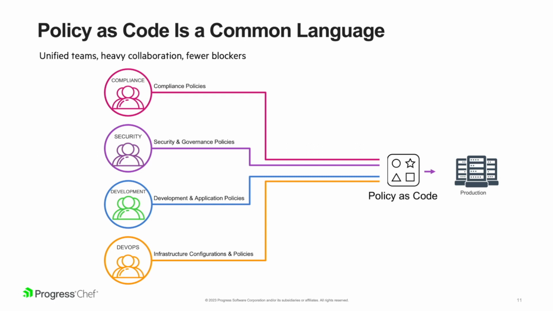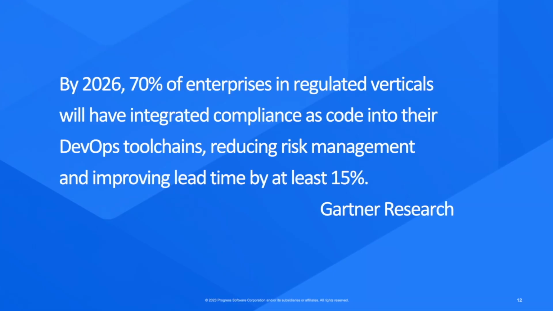We said that they all speak different languages, whether you're app dev, IT, ops, security, or compliance. And even Gartner has validated this in one of their latest research reports. They mentioned that by 2026, 70% of enterprises in regulated verticals will have integrated compliance as code into their DevOps tool chains, reducing risk and improving lead time by at least 15%. So that's a testimony to the policy as code and compliance as code approach.